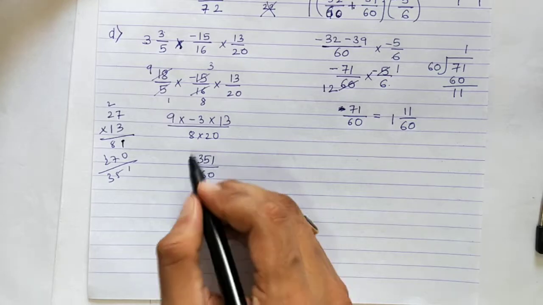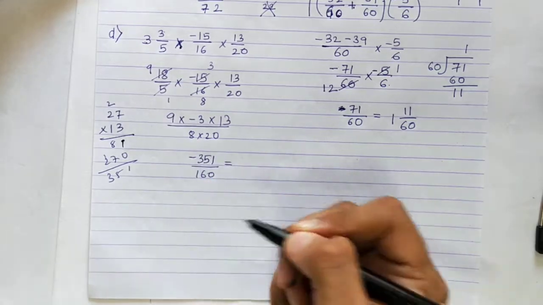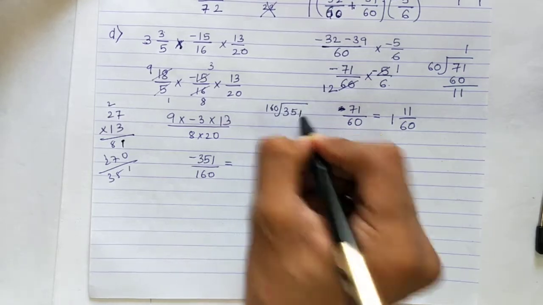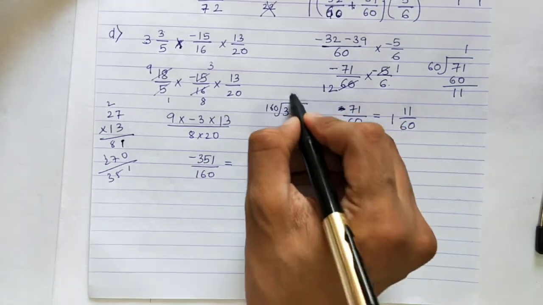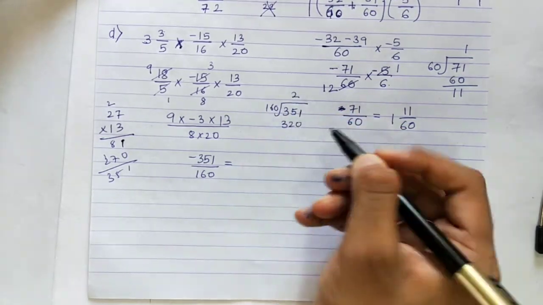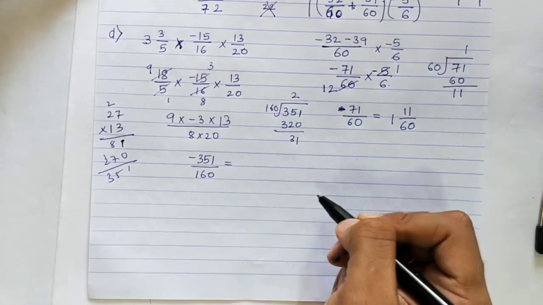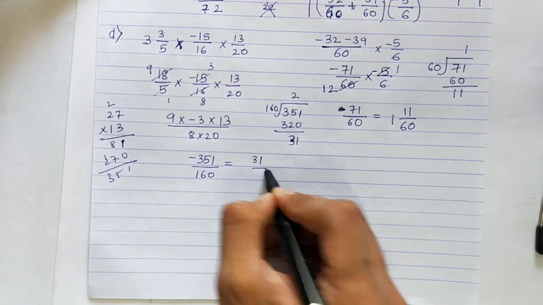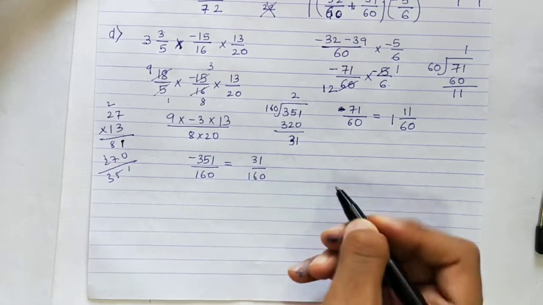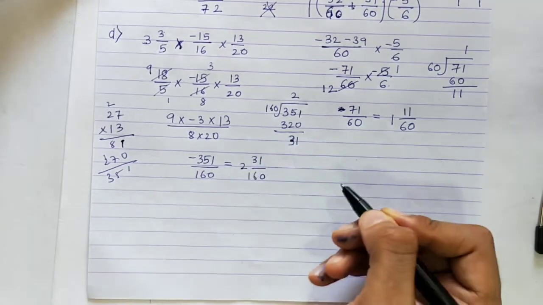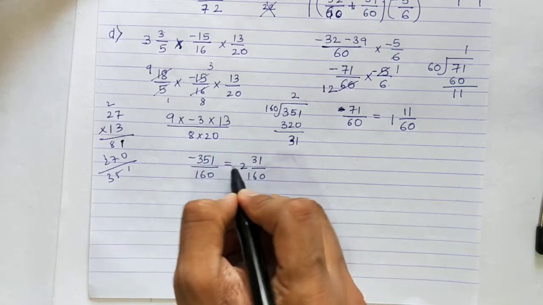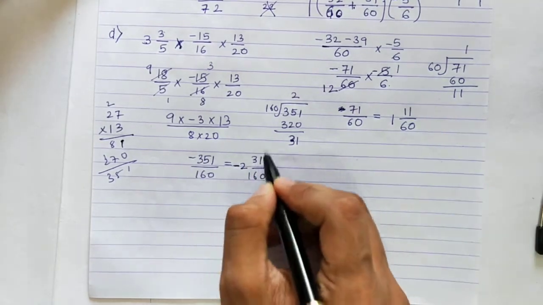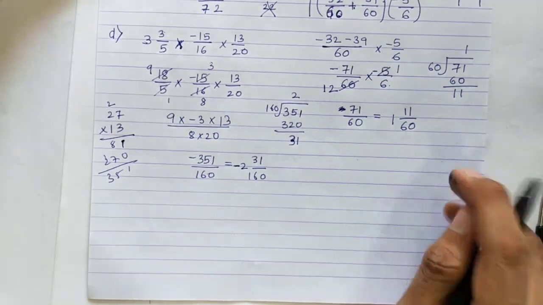Okay, and then we'll solve this mixed fraction. 160 into 351. So 160 2s are 320. Remainder is 31. So 31 will come in the numerator, 160 in the denominator, and quotient 2 will come here. And the number is negative, so we'll add a minus sign. This is my answer. Minus 2 and 31 upon 160.